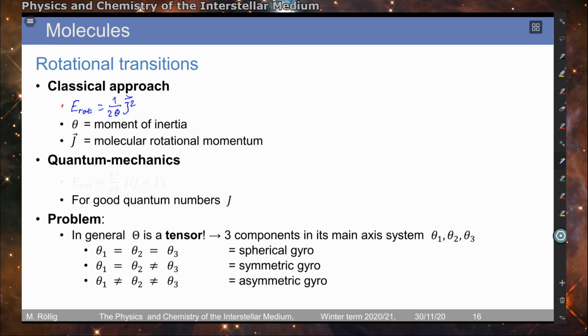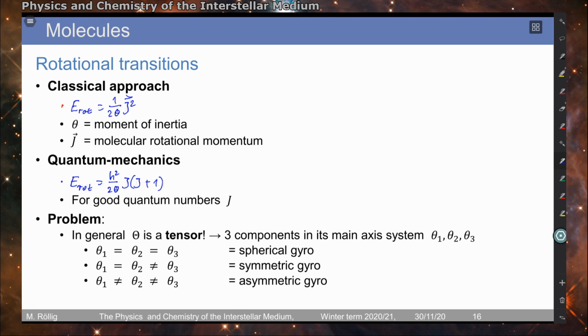Quantum mechanically, this is almost the same. It's just that we have here the quantized expression, so h squared over 2 theta, and instead of j squared we have j times j plus 1 for good quantum numbers j.